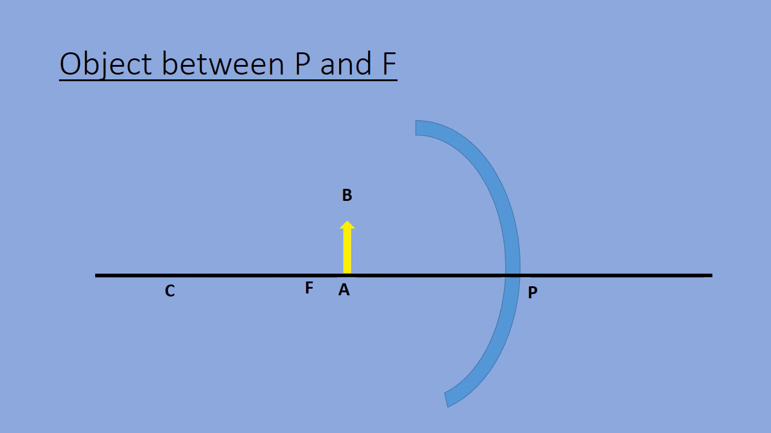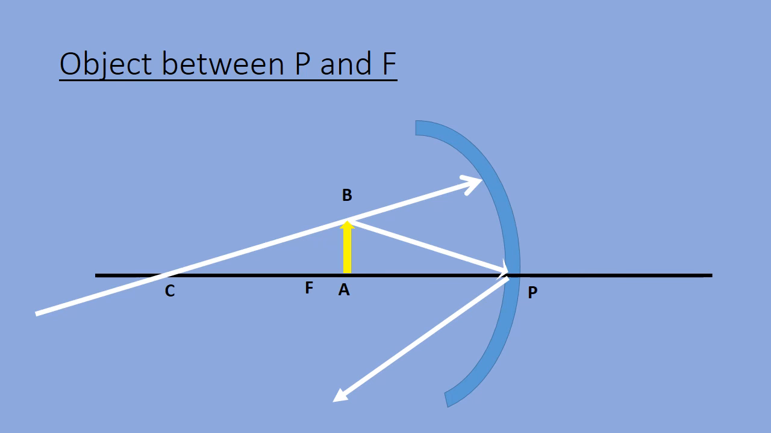Let AB be the object. We are considering two incident light rays. An incident light ray incident at the pole of the mirror and another incident light ray passing through the center of curvature of the mirror. The light ray incident at the pole of the mirror would get reflected following the laws of reflection, and the light ray through the center of curvature would get retraced. It would get reflected along the same line after reflection.